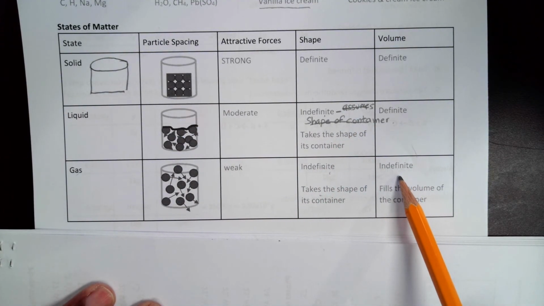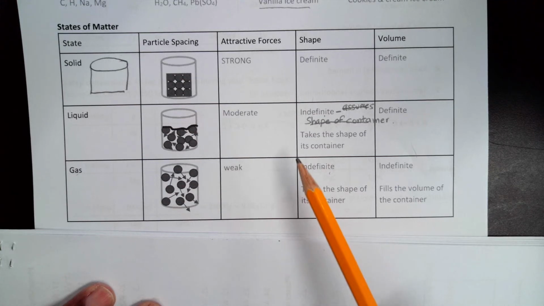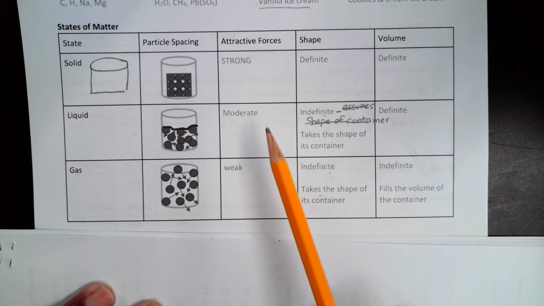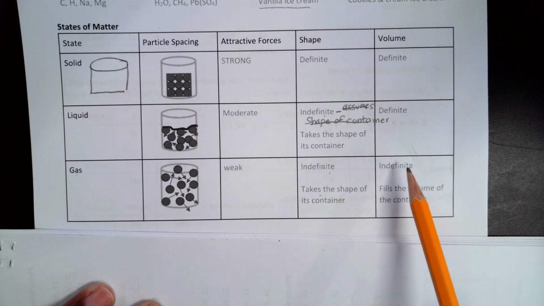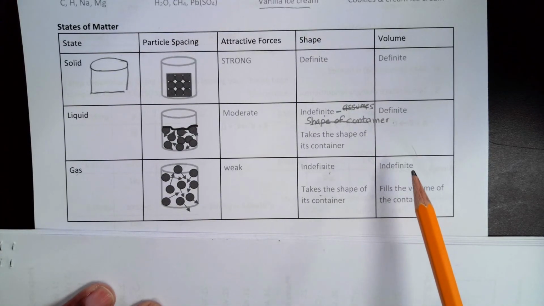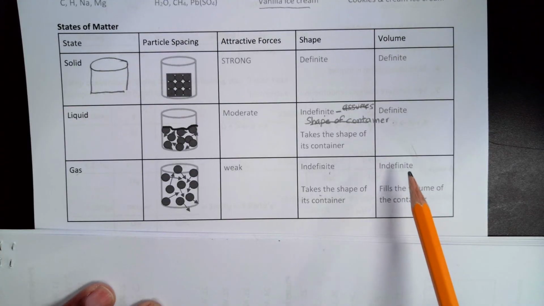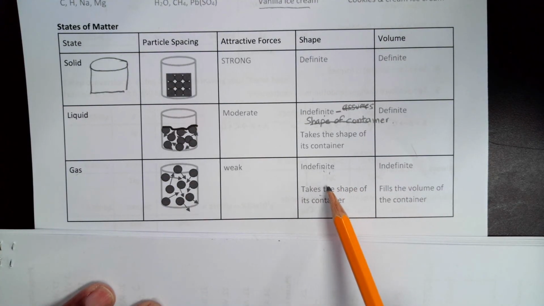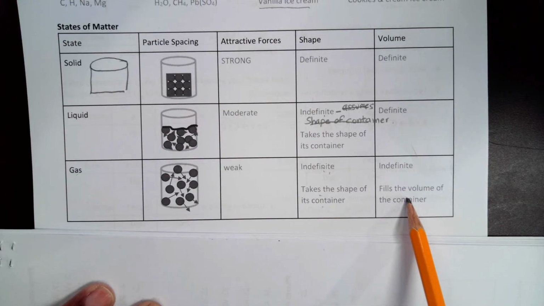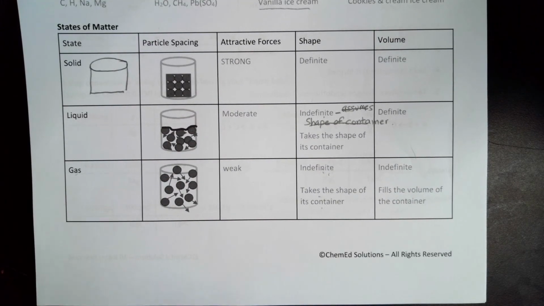The only difference between a gas and a liquid, besides the attractive forces, is the volume. Gases do not have a specific volume. Just like over here, it takes the shape of the container. For the volume, it fills the volume of the container as well. And that is the first page.